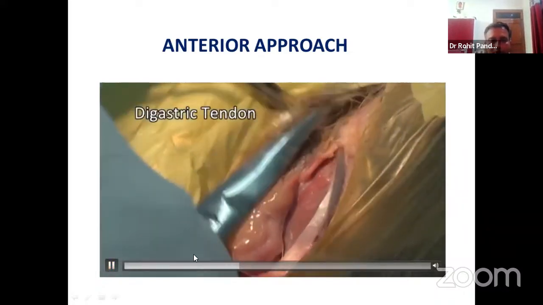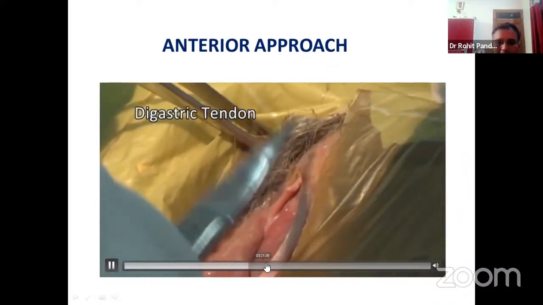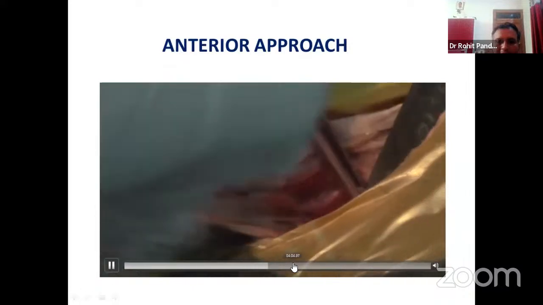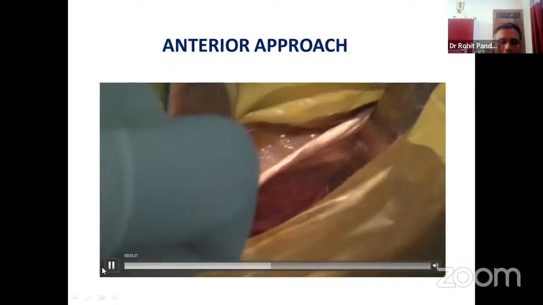So can you see the video, sir? This is a cadaveric dissection technique, step by step, in which, as I said, after the platysma is divided, the submandibular gland is retracted and the hypoglossal nerve is retracted.